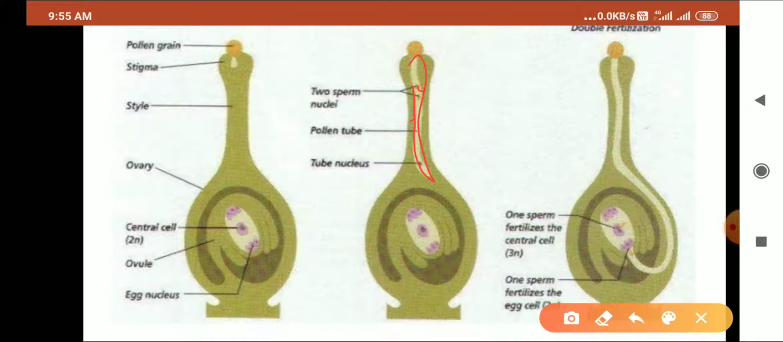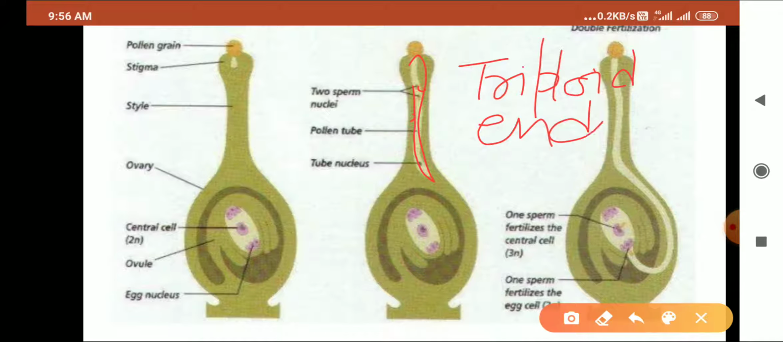One of the male gametes fuses with the female gamete. Another male gamete fuses with the two polar nuclei present in the center and results in the formation of a triploid endosperm nucleus. This is triple fusion.